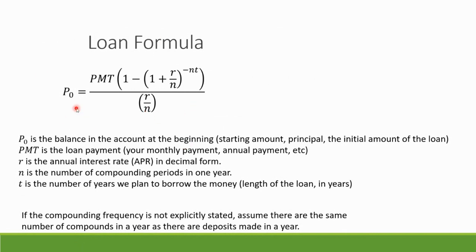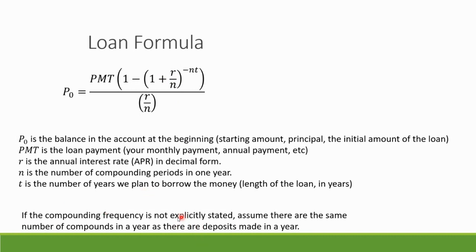P0 is the initial amount on the loan. In other words, it's the loan balance, how much you owe at the beginning. PMT is the loan payment, the payments that you're making monthly, yearly, whatever. R is the annual interest rate, that APR, as you can see. N is the number of compounding periods in 1 year. And T is how long the loan is, time basically in years.